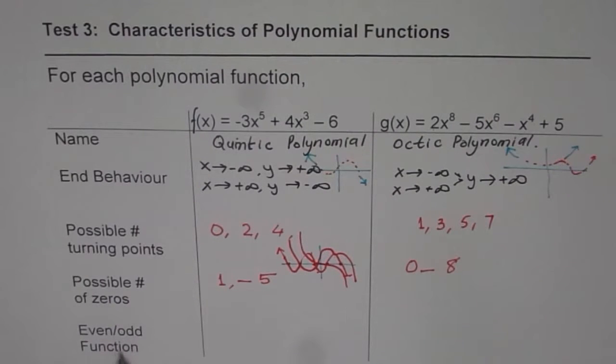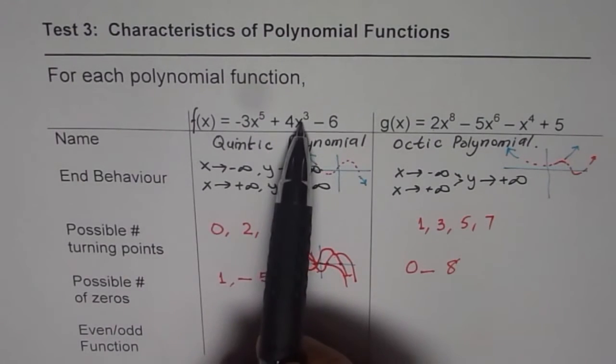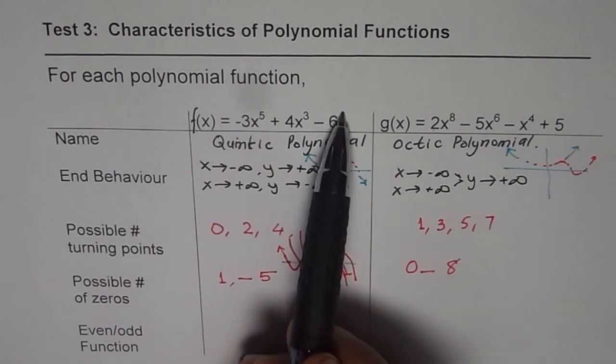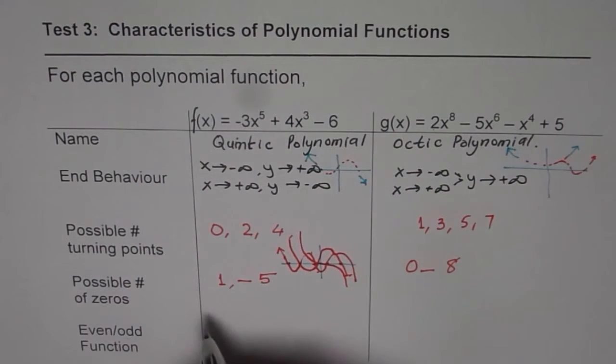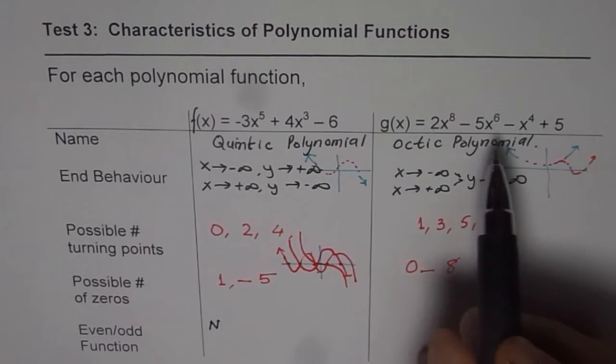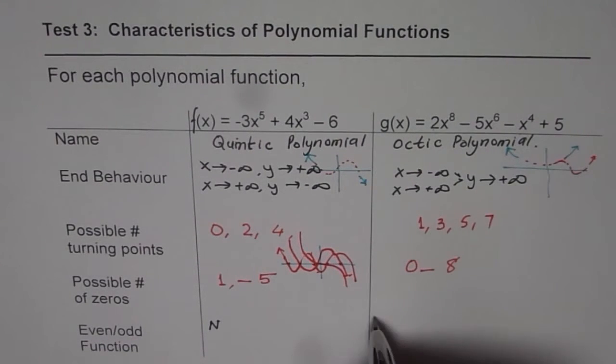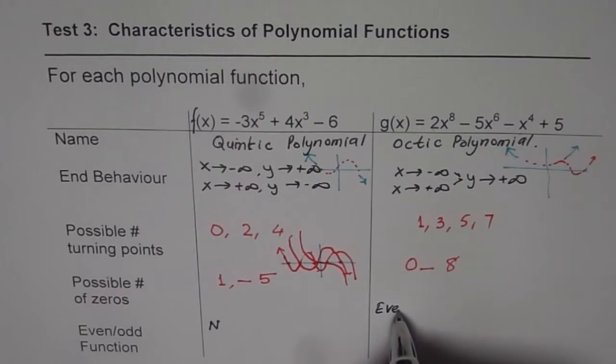Now the last part is find whether they are even or odd functions, right? It's not degree, it's functions. Now in the first case, you see odd degree, and 6 has an even degree. So this one is neither, right? And about this one, even, 5 is x to the power of 0, it is also even. So this one is even, right?